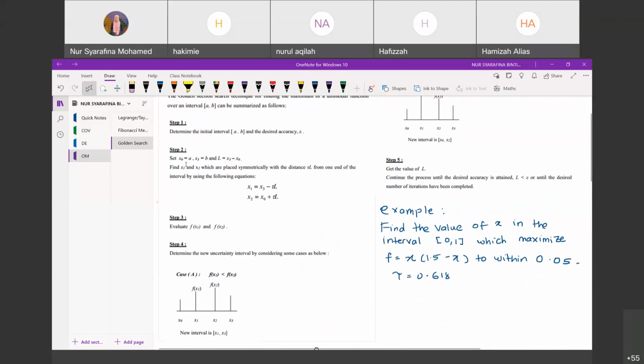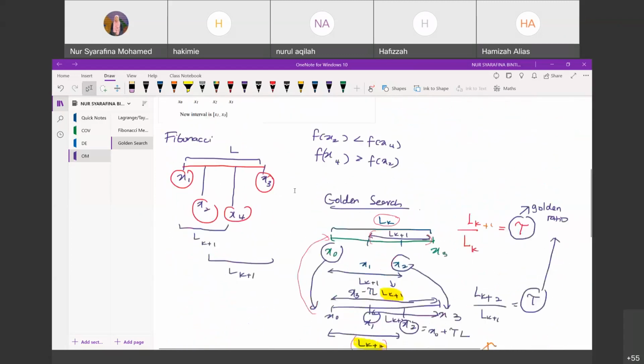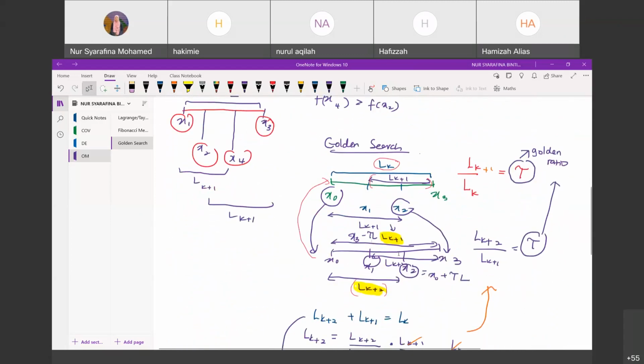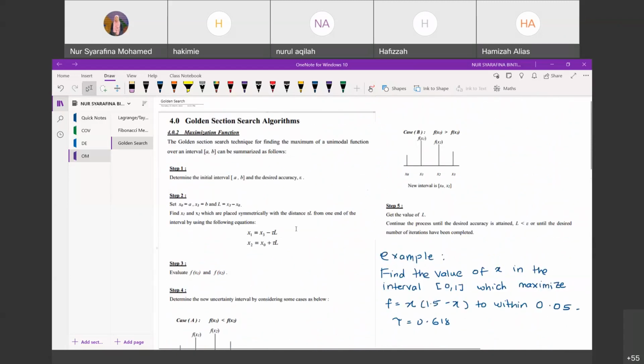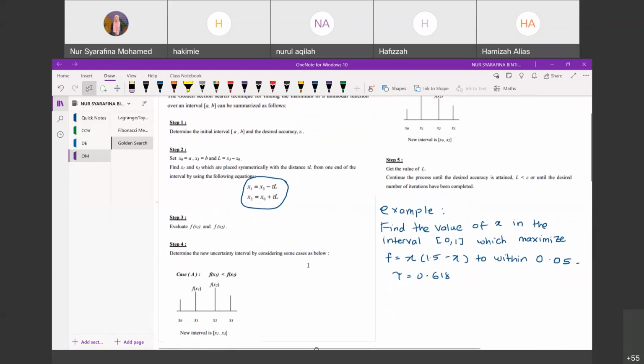Okay, and L is the difference between x3 and x0, x3 minus x0. So find x1 and x2, which are placed symmetrically with the distance tau L from one end of the interval by using the following. So the difference between x0 to x2 and x1 to x3 is tau L. That's why the next value is given by this. Okay, then evaluate f(x1) and f(x2) and then determine the new uncertainty interval.